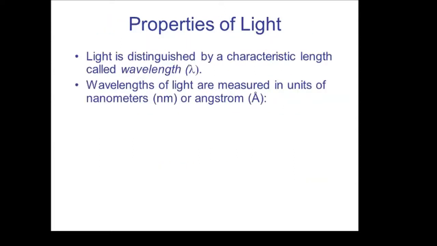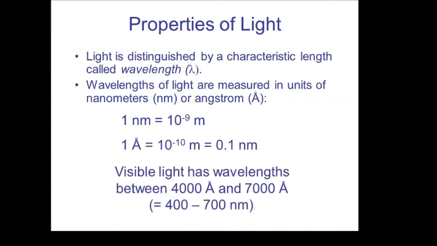So we characterize light by a number called wavelength. And we measure wavelength typically in nanometers. Sometimes you might see the unit of angstrom, but a nanometer is a billionth of a meter. And as far as visible light is concerned, visible light lies in the range of 400 to 700 nanometers.